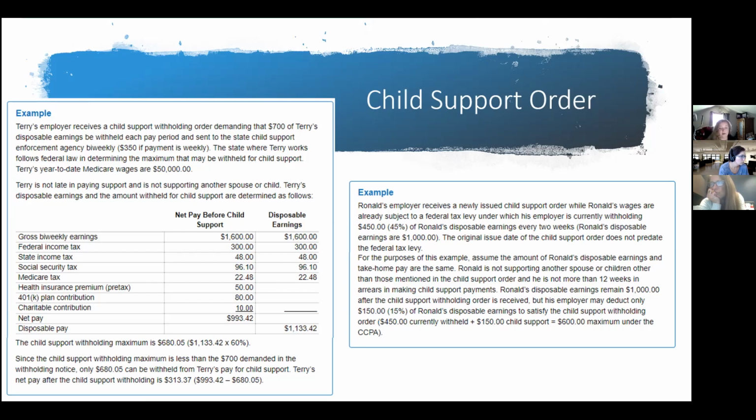So the withholding maximum that we can do for this employee is going to be 60% because he's not supporting another family and he's not in arrears, so it doesn't go up to 65%. So we're going to do 60% of his disposable earnings, which gives us $680.05. Since the state withholding maximum is less than the $700 demanded in the withholding notice, only $680.05 can be withheld from Terry's pay for child support.